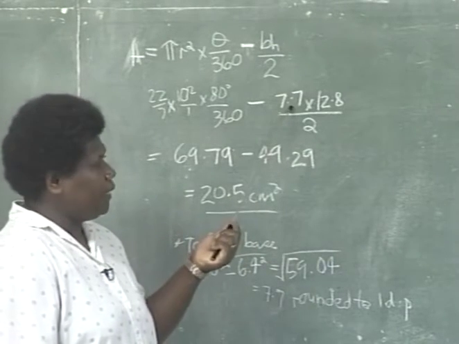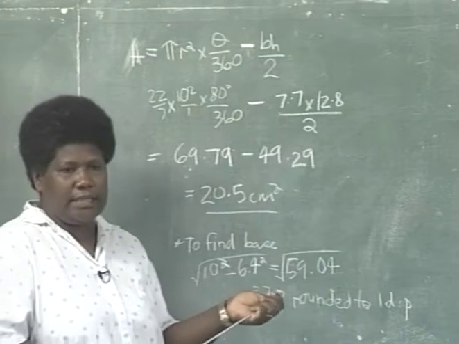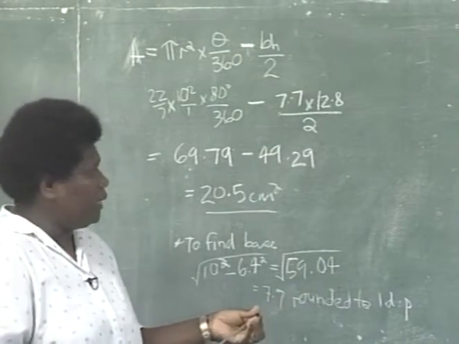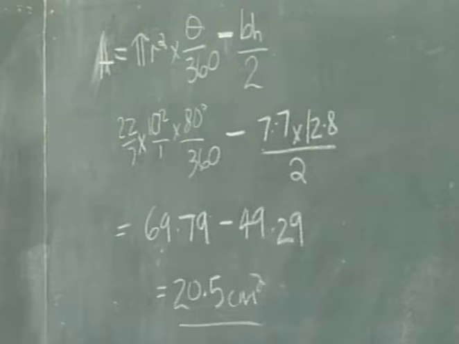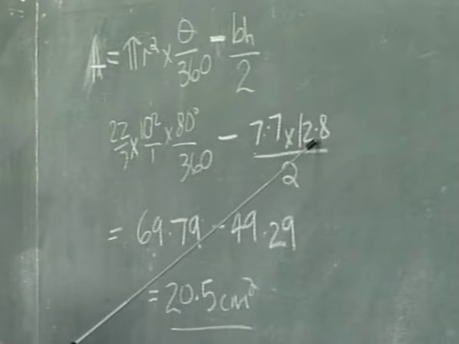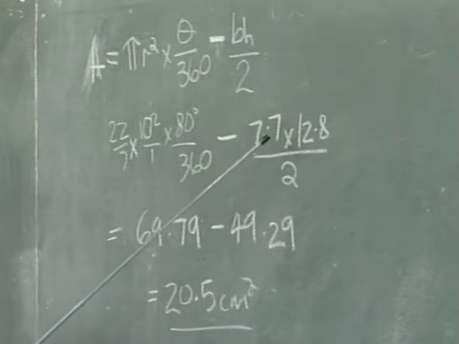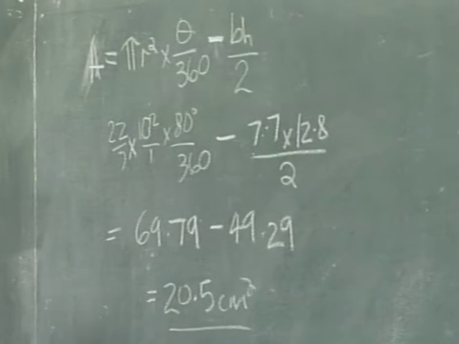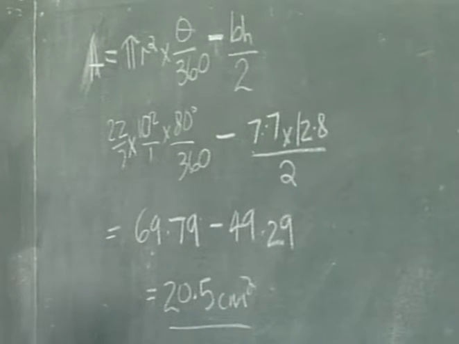The area of the shaded region is the area of the sector minus the area of the triangle. All right, the base is 12.8, which is the chord AB. The height is 7.7, so you get 20.5 square centimeters. Any questions?